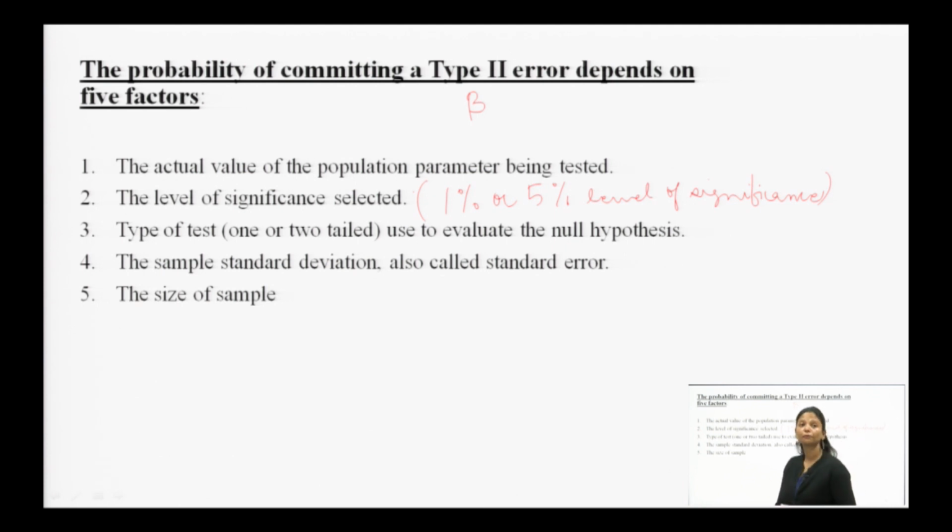The type of test, that is one-tailed or two-tailed test, used to evaluate the null hypothesis. Here I am not much aware of my directional or non-directional tests. Then the sample standard deviation, called the standard error, and the size of the sample.